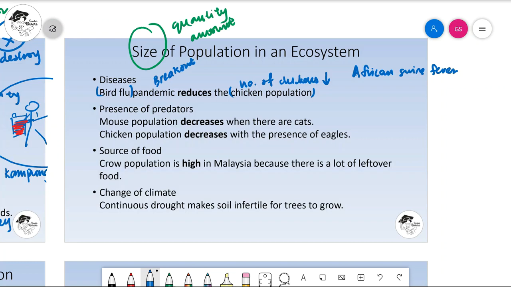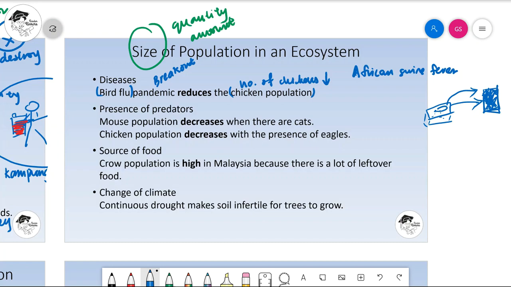Why? Because they know that if you are bringing this piece of raw pork into Malaysia, into the country, you might bring this swine fever, and it will spread to other pigs in Malaysia. And it will make the entire pig business, this sector, merosot lah. This whole sector of pigs will merosot because your pigs will die. So the number of pigs, or the pig population, is going to be affected. Okay, so diseases, number one.